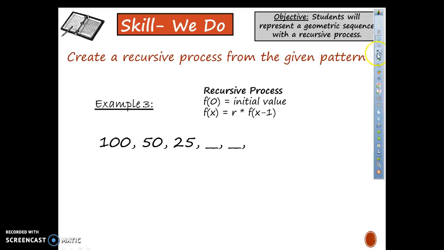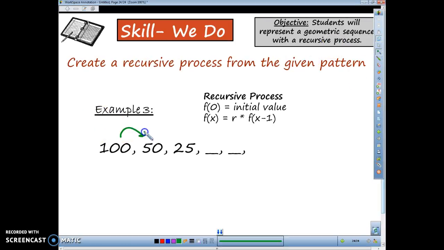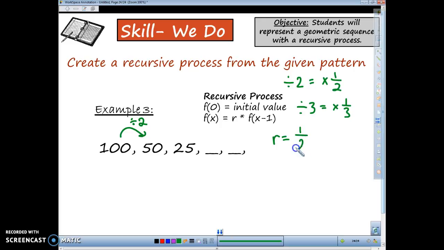The second example, notice how I said we may be multiplying or dividing. Here we are dividing. Now when you divide by a value such as 2, you are really multiplying by 1 over that value. So if you divide by 3, you're really multiplying by 1/3. You're taking 1/3 of that value. So here's what we're going to do. Whenever you divide, go ahead and put r is equal to 1 over that value. So here our ratio is 1/2. What's 1/2 of 100? 50. What's 1/2 of 50? 25.